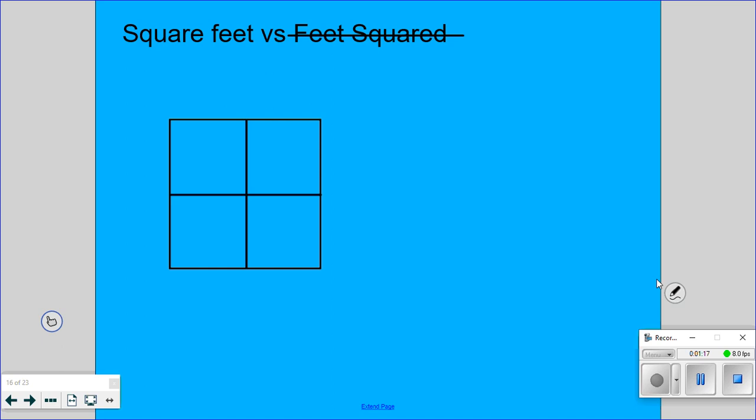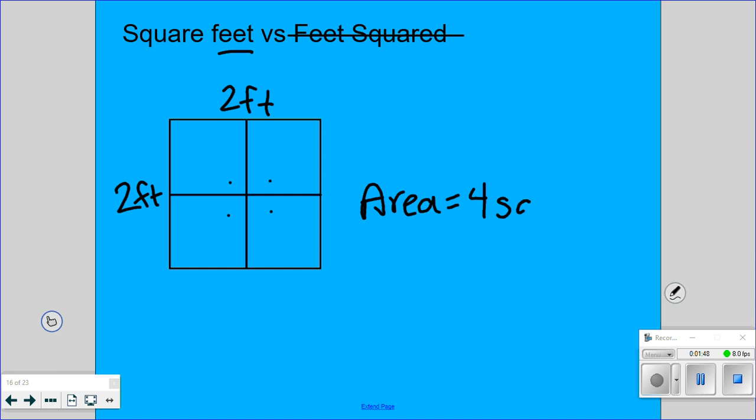So this shape, if you haven't drawn it in your notebook, go ahead and do it. This is a 2 square, I'm going to assume feet since we're counting feet, by 2 feet. Hang on one second. That means my area is going to be 1, 2, 3, 4. 4. I'm counting squares, so I'm going to put square first. Square feet. I would like us to only use that notation in third grade.